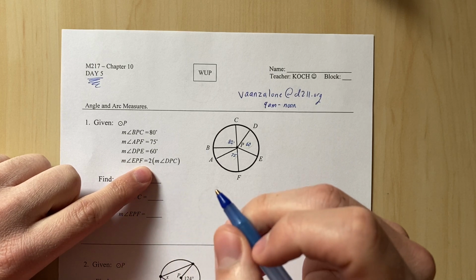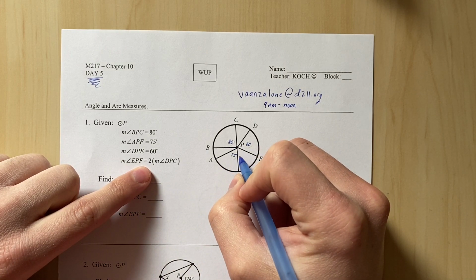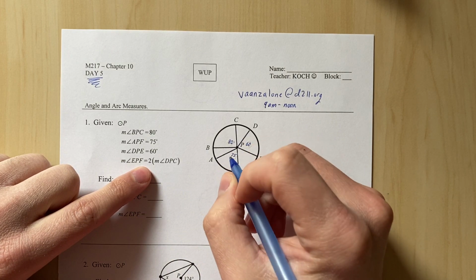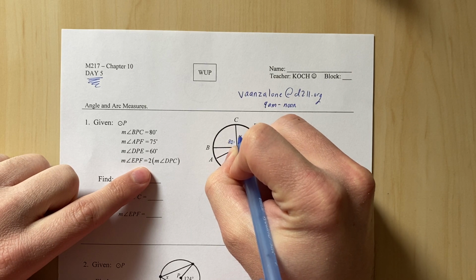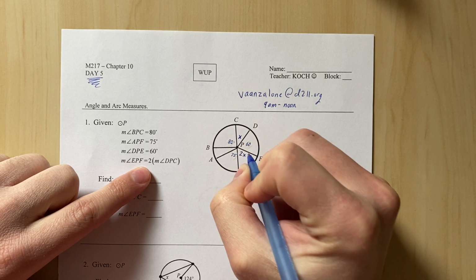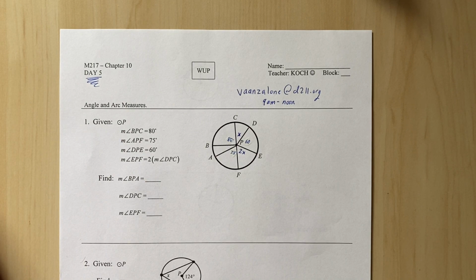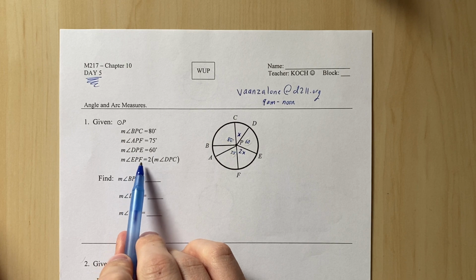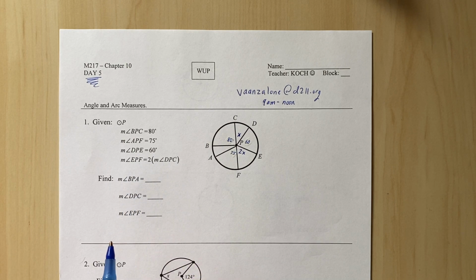So what you could do to show that is, if this is twice as big as whatever this is, we could call this X, and we could call this 2X. That's probably the best way to approach it because it's all from this statement saying that EPF is 2 times as big as whatever DPC is. So let's see what we can do.